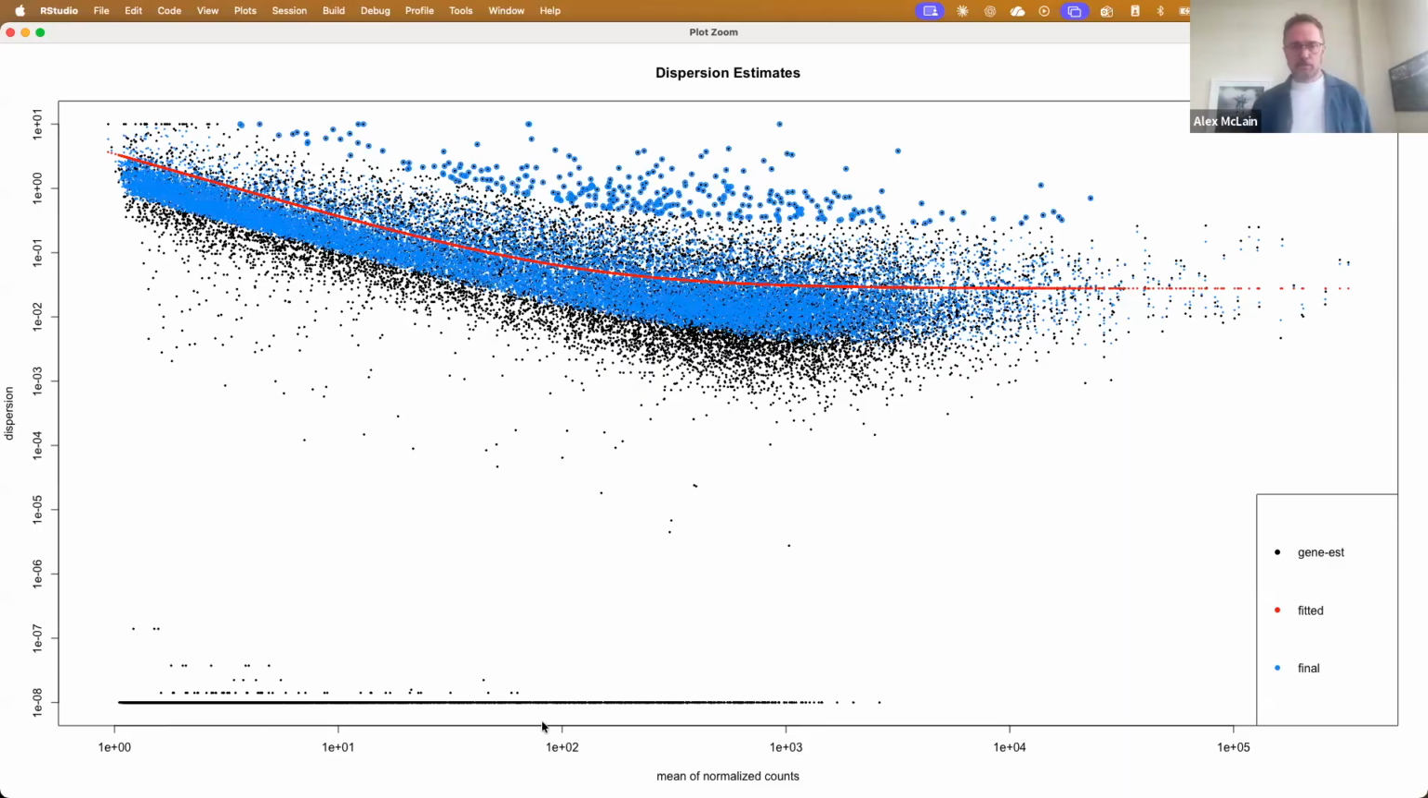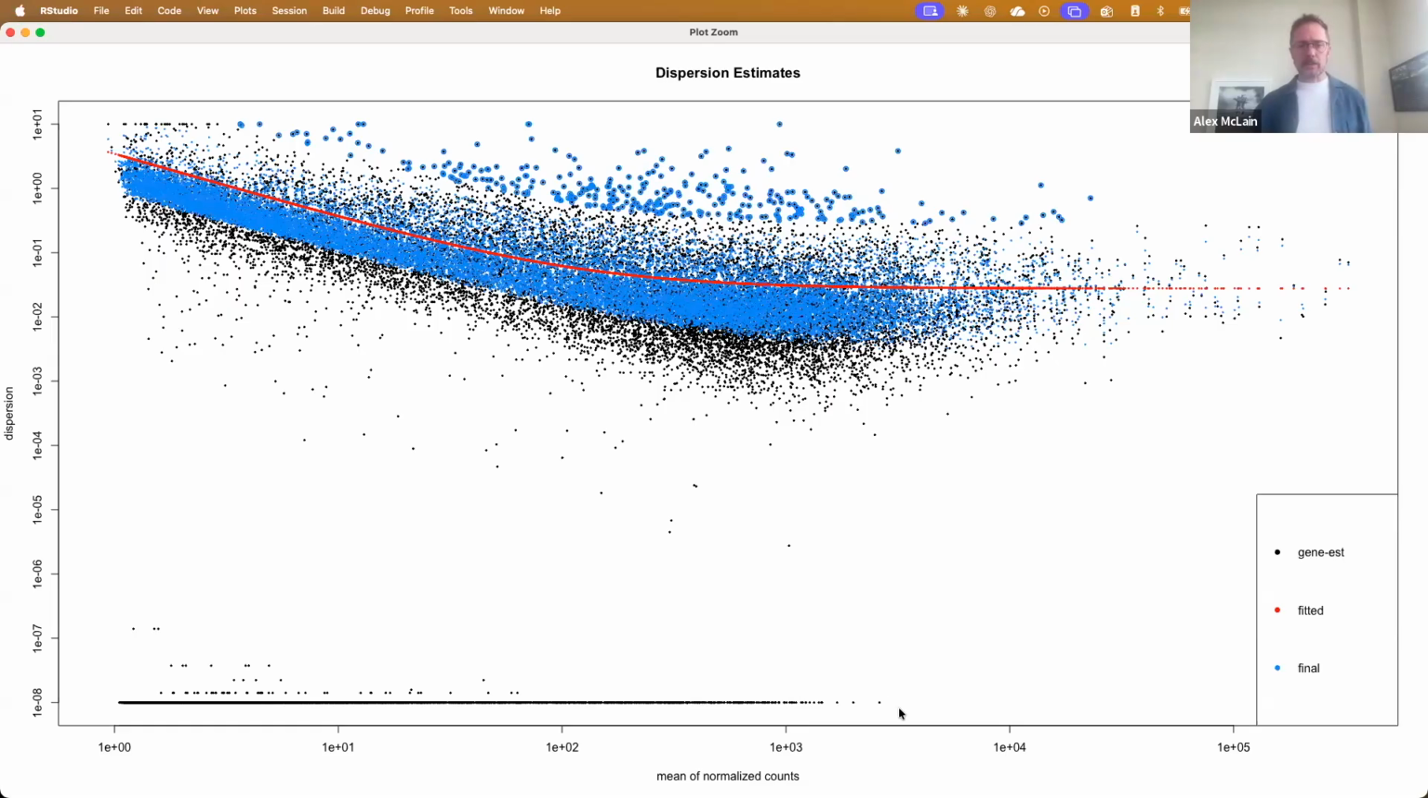You see all these black dots bunched down at the bottom, with dispersion parameters equal to 1 times 10 to the -8. That's seven zeros and then some value after that. This is the smallest that these dispersion parameter estimates can go. If a particular gene has a variance that's less than the mean, then the fit for this dispersion parameter is always going to be better and better the closer you get to 0.